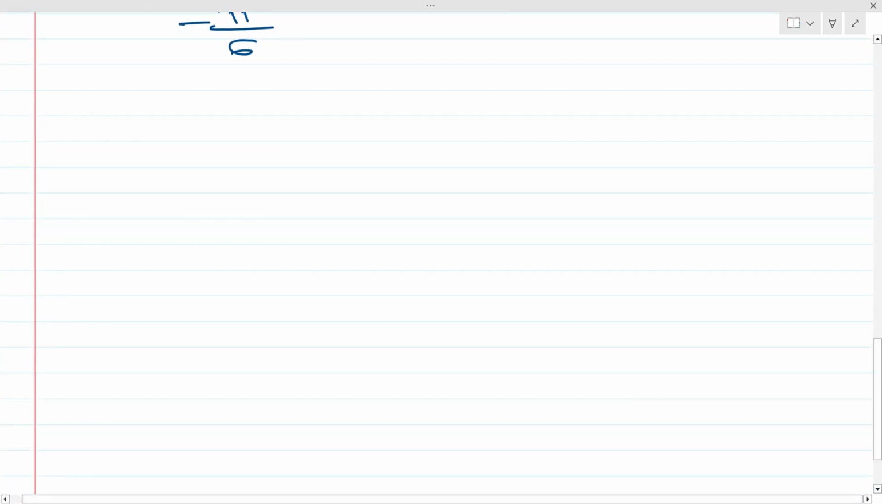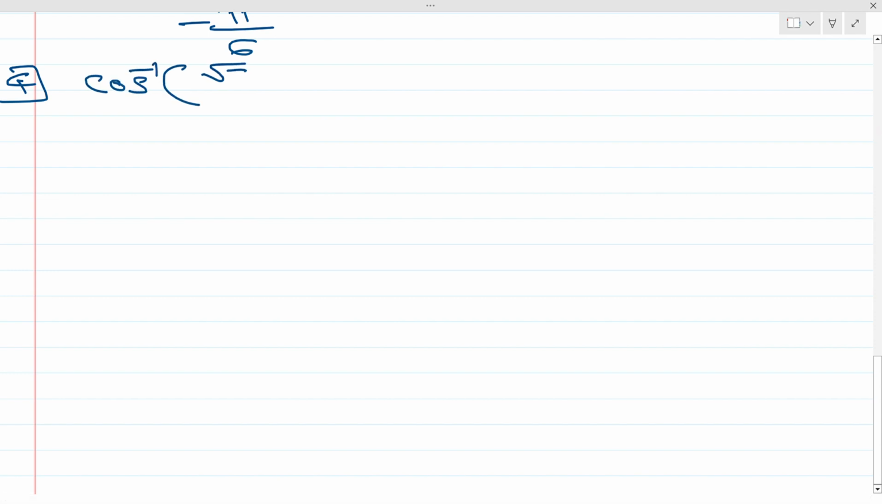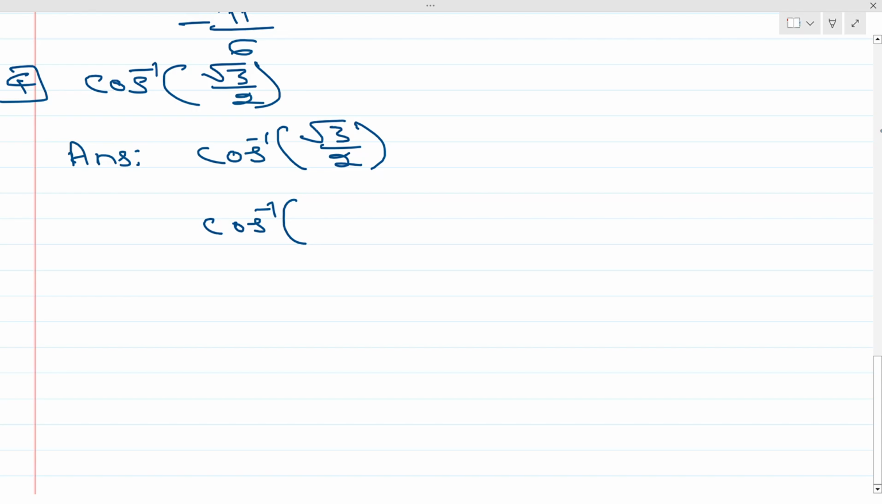Moving on to the next question. Cos inverse root 3 by 2. Answer is cos inverse root 3 by 2 is directly cos inverse cos 30 degree, that's pi by 6. So cos inverse and cos cancels. Pi by 6 is our final answer.